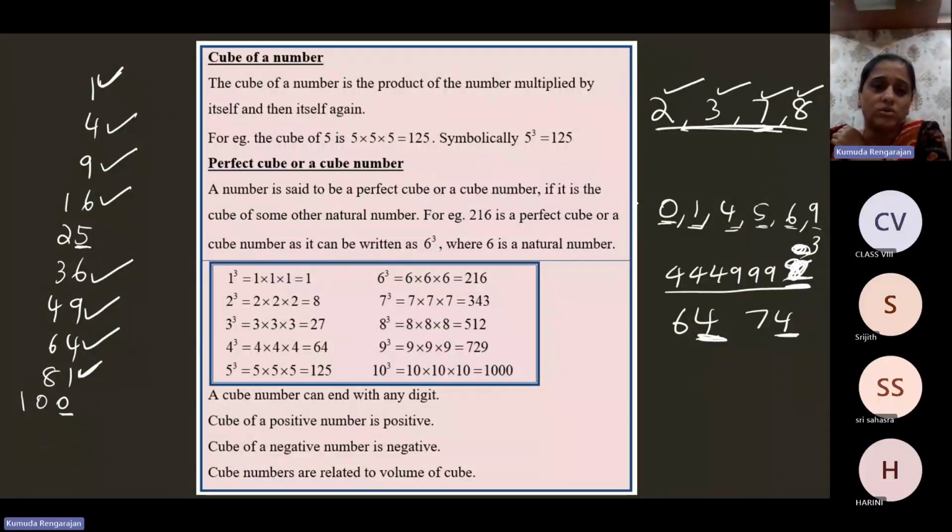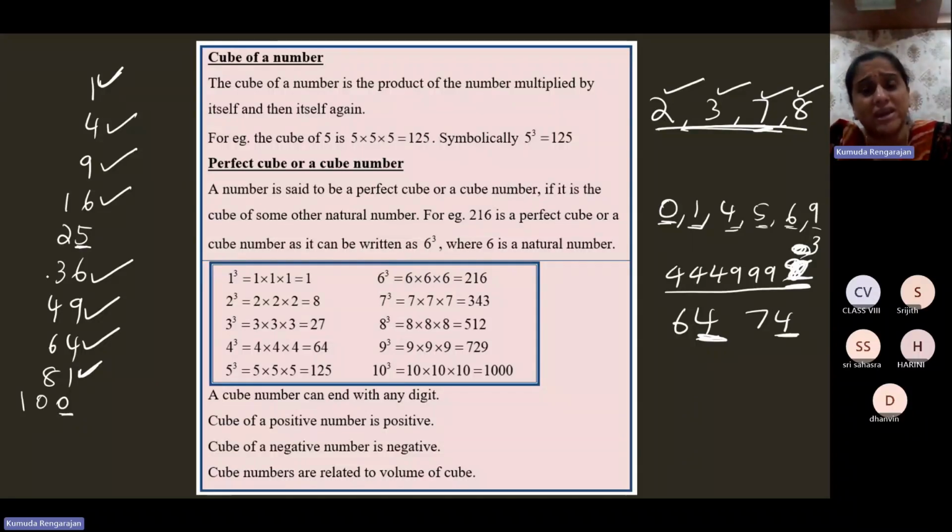Now, coming to a perfect cube or a cube number, we see that a cube number can end with any digit from 0 to 9. We have only digits from 0 to 9, right? 0, 1, 2, 3, 4, 5, 6, 7, 8, 9. Only the units place of a number can hold one of these digits.